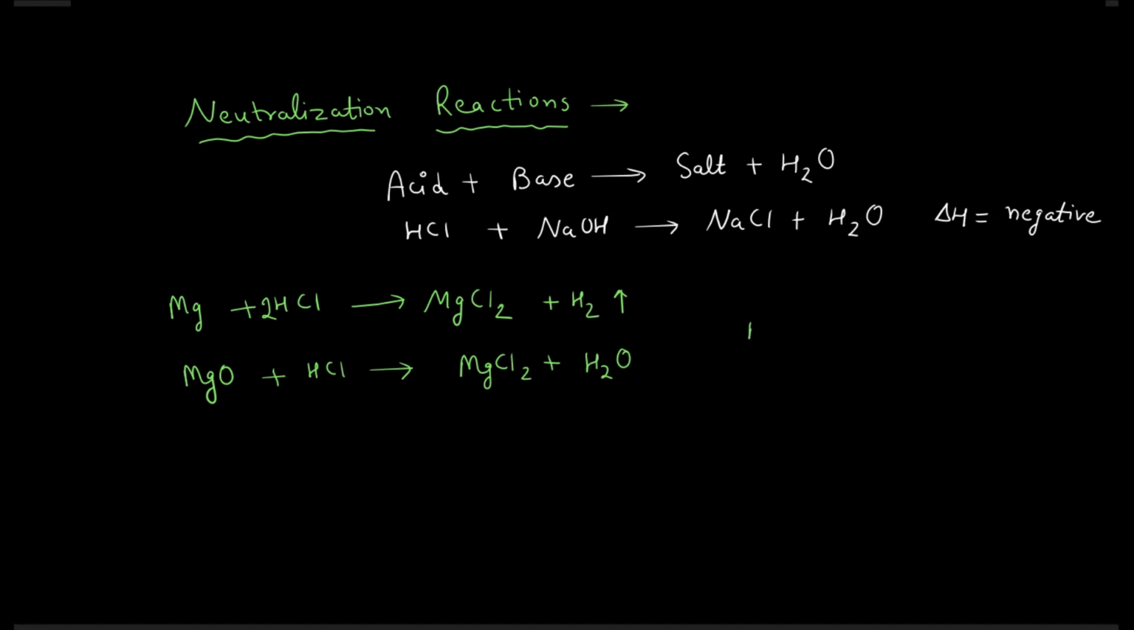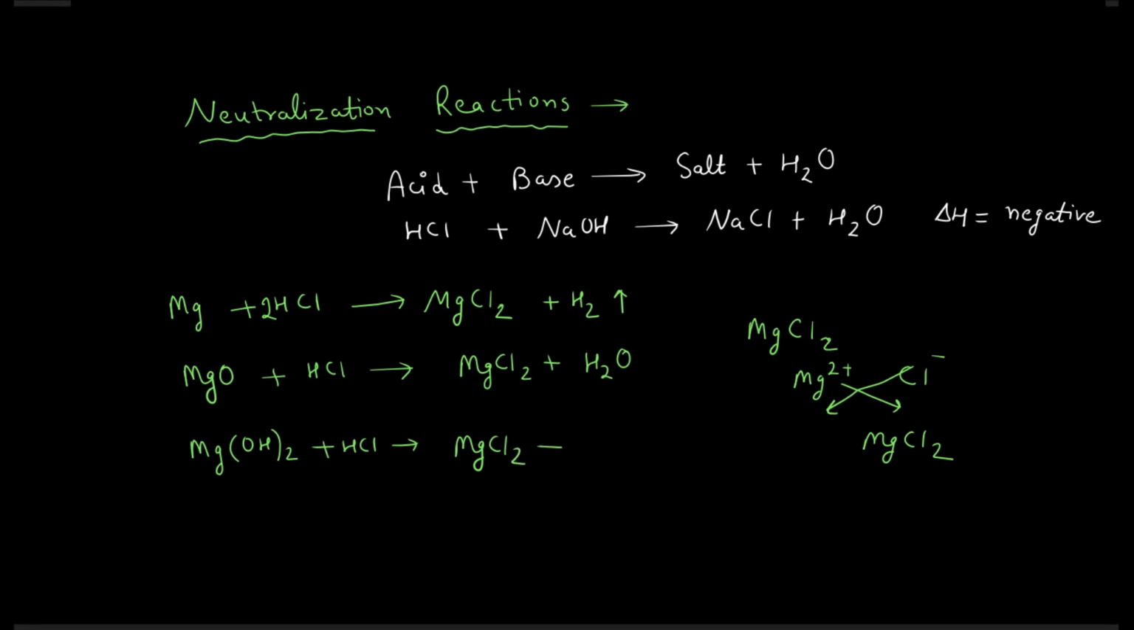Can anyone tell me why magnesium chloride is MgCl2? Yes, magnesium has a charge of 2+ and chloride has a charge of -1, so we can cross multiply and we get magnesium chloride. Other reactions involve the reaction of magnesium hydroxide with HCl to give magnesium chloride, MgCl2, and again water.